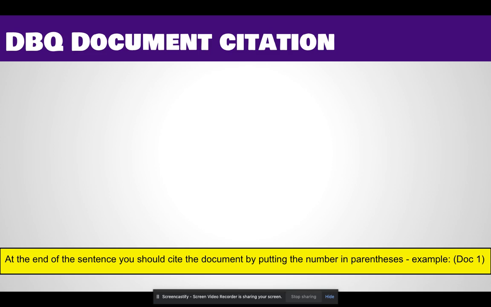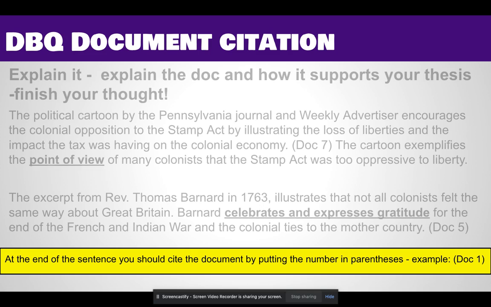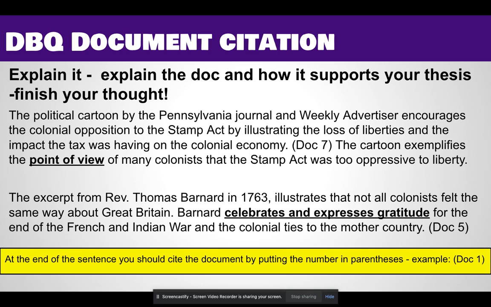Okay, so at the end of a sentence, you should cite it by putting the number in parentheses and explain it. Explain the document and how it supports your thesis. This is your reasoning. So if you want to pause again here for a second, just take a minute, go ahead and pause and read this passage.